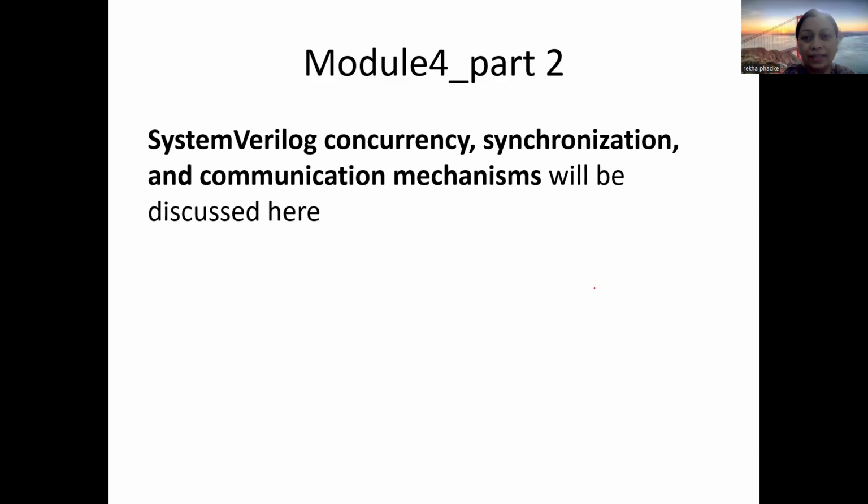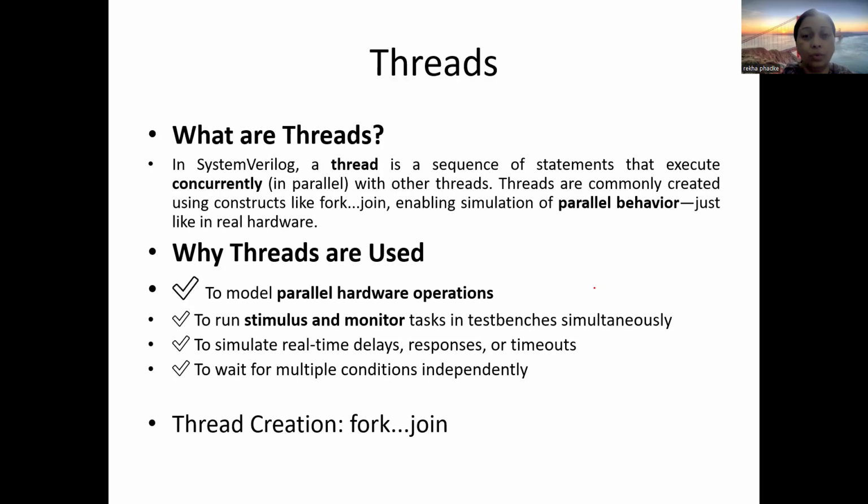So to understand what are these three mechanisms, let's understand one by one. So we'll start with threads. So what are threads in System Verilog? In System Verilog, a thread is a sequence of statements that execute concurrently, meaning in parallel, with other threads. Threads are commonly created using constructs like fork join, enabling simulation of parallel behavior, just like in real hardware.